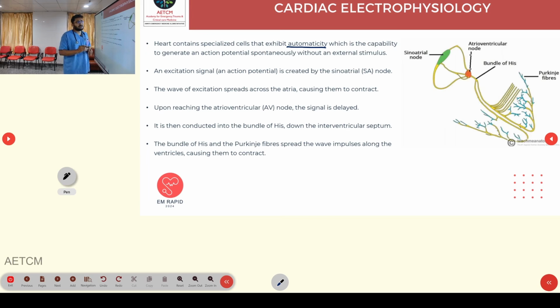The excitation signal, or action potential, starts from the sinoatrial node. It passes along the atria, which causes them to contract, and there is an AV nodal delay, as we all know. After that it passes on to the bundle of His, which gets divided into the fascicular branches, and finally terminates with the Purkinje fibers. This whole process causes the ventricular contraction.